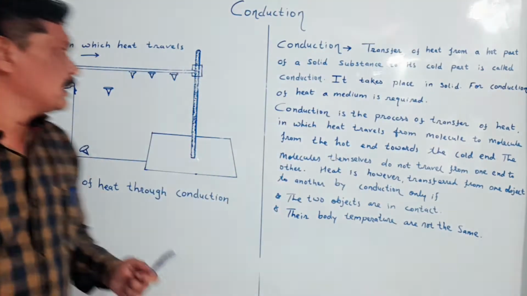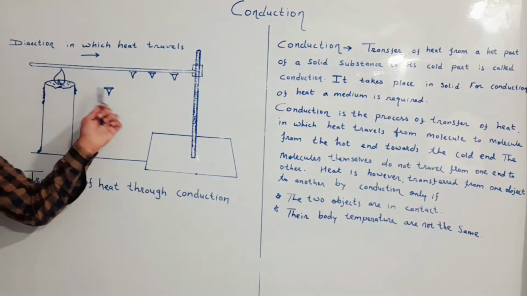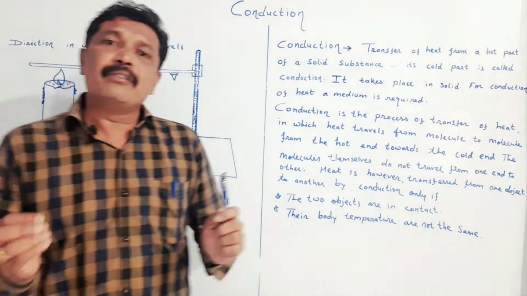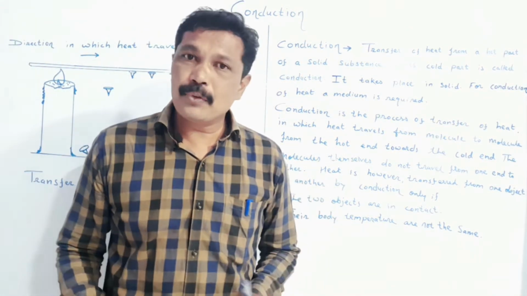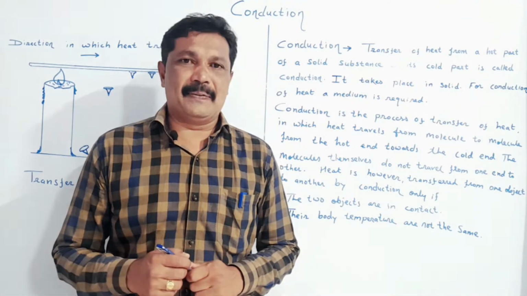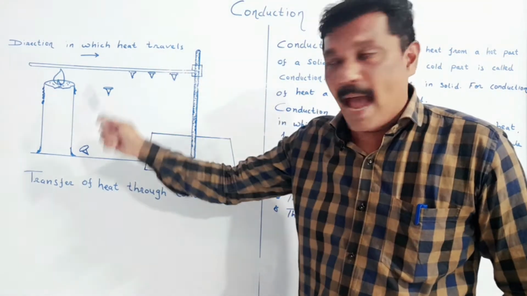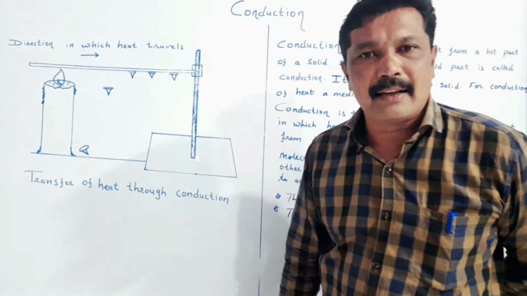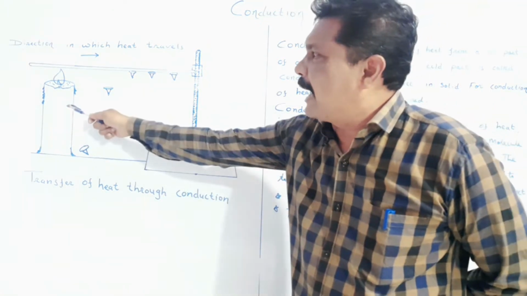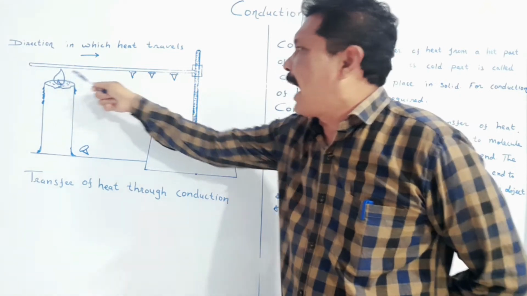So in this diagram, you will see 1, 2, 3 and 4 thumbnails which are fixed to the iron rod. Now my dear student, we will do an activity. We will take a candle as shown in the diagram, and we will start heating one end of the iron rod.